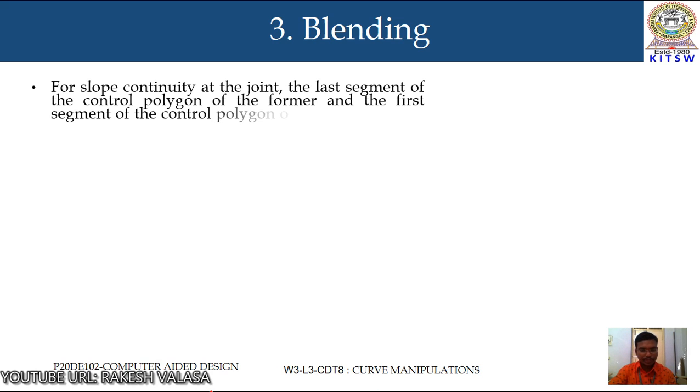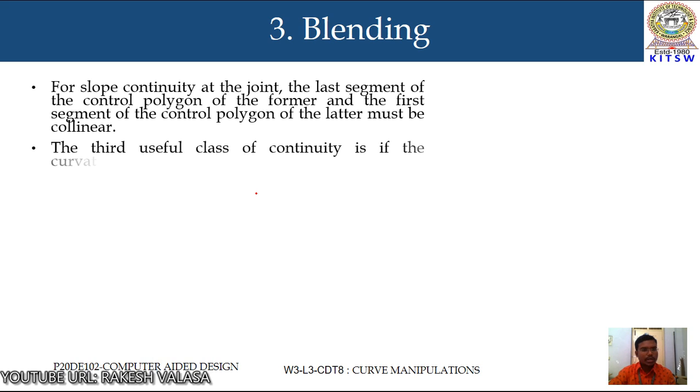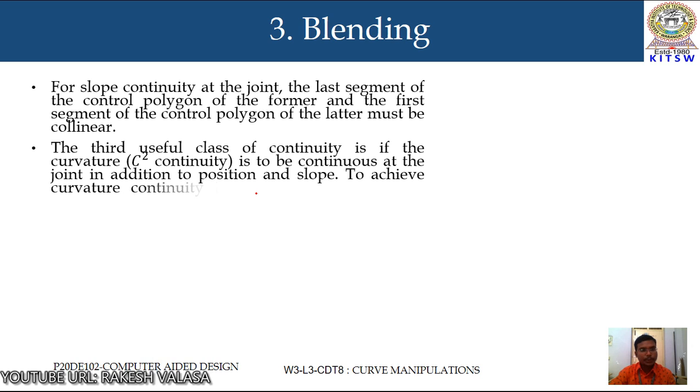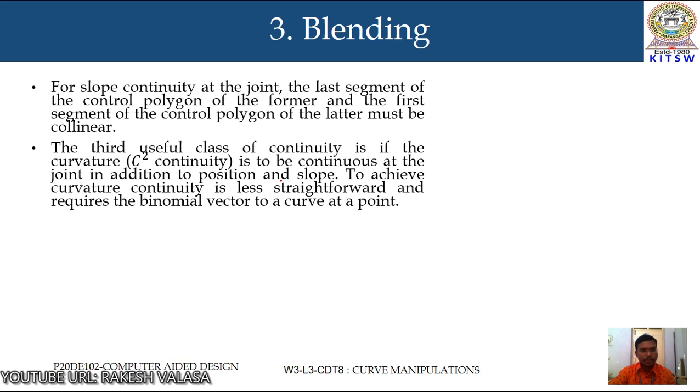Another example is the blending of a Bezier curve and an open B-spline curve for slope continuity at the joint. The last segment of the control polygon of the former and the first segment of the control polygon of the latter must be collinear. The third useful class of continuity is if the curvature, that means C2 continuity, is to be continuous at the joint in addition to position and slope. To achieve curvature continuity is less straightforward and requires the binormal vector to a curve at a point.